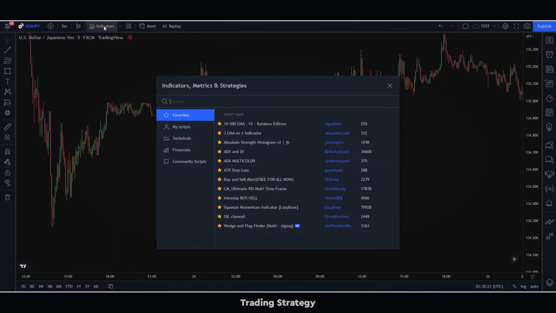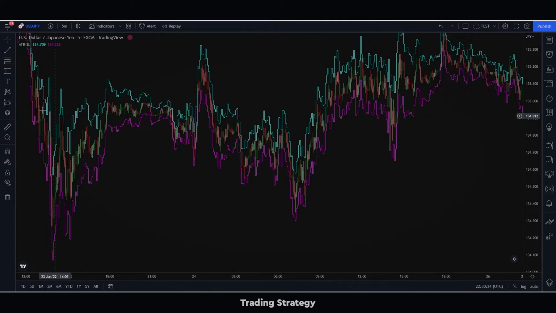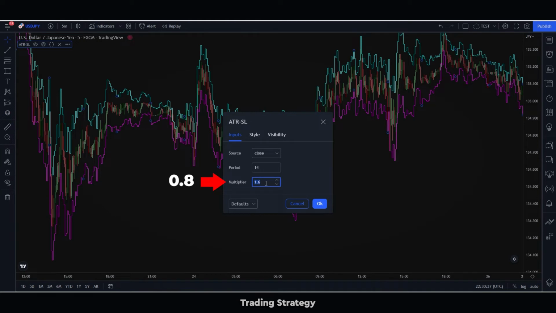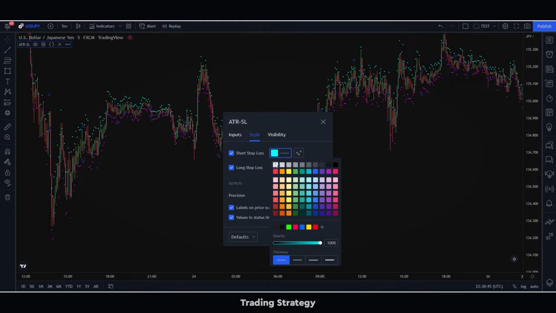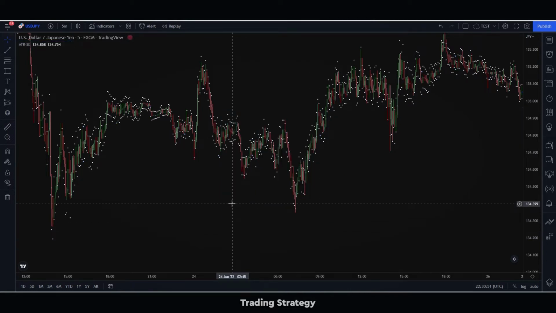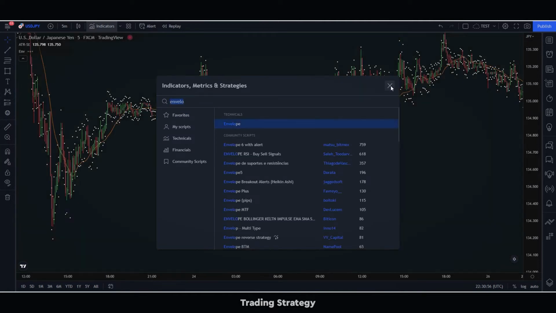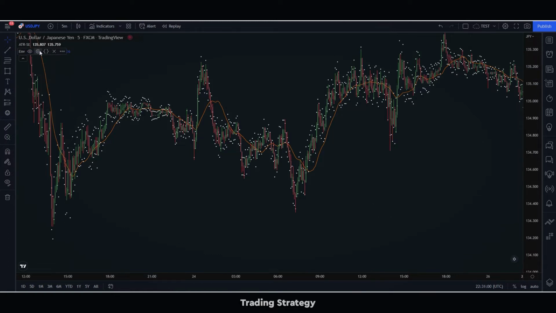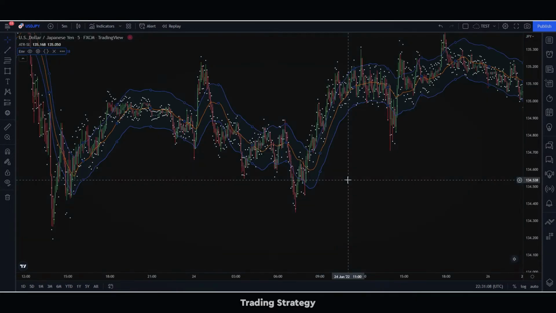The first thing we have to do is select the ATR stop loss. To this indicator, we will put a parameter of 0.8, and we will change the type of graph to white points. Next, we will need to select the envelopes. We will use this indicator for 21 periods and with a percentage of 0.08%. In case of operating cryptocurrencies, we will put it with a percentage of 0.5%.